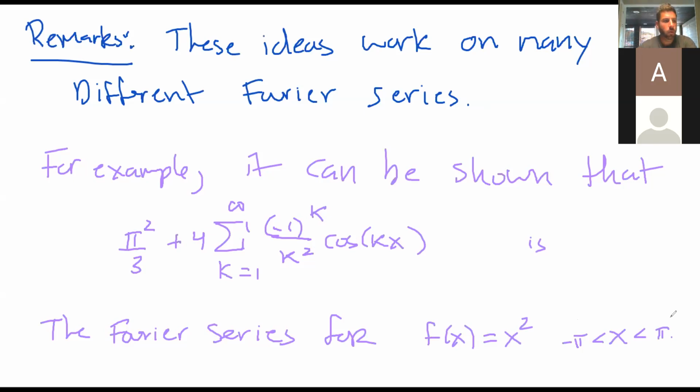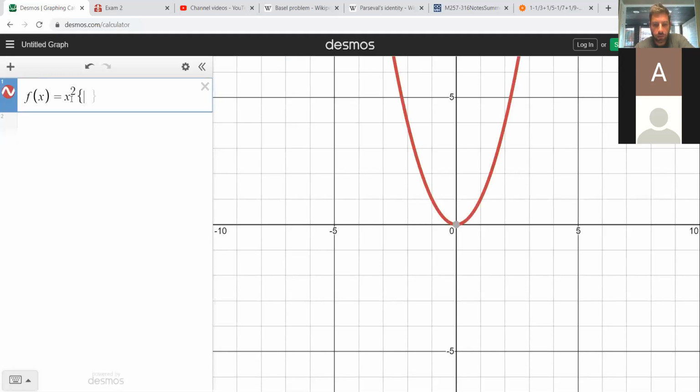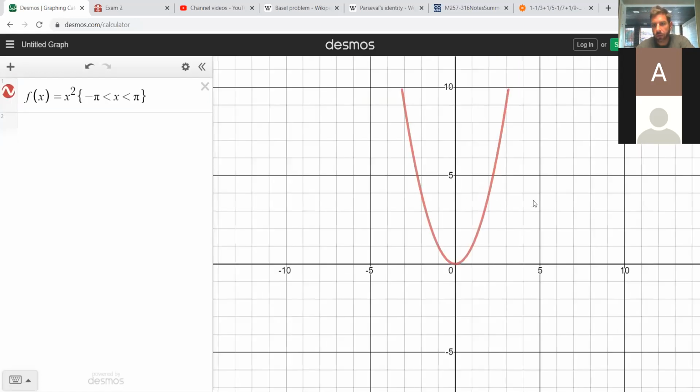So let's look at the graph real quick, just to help you get a visual of what's happening. So I'll go to Desmos, get a blank graph. So the function we're interested in is f of x equals x squared, only we're only interested in it on this interval, making it a periodic function. So we'll take -pi less than x less than pi. And so we zoom out, it looks like that.